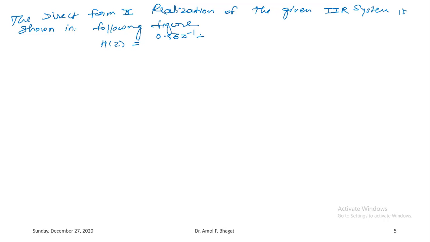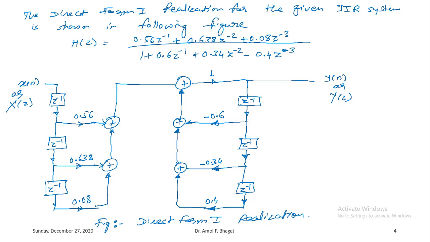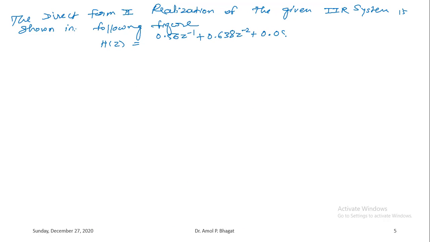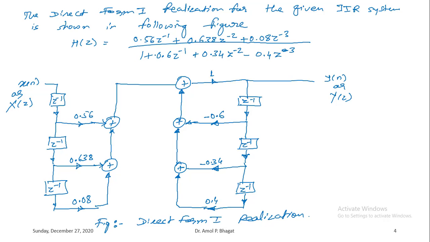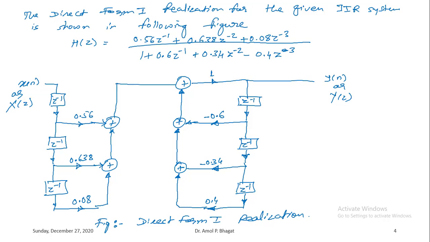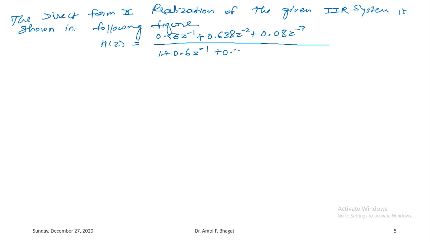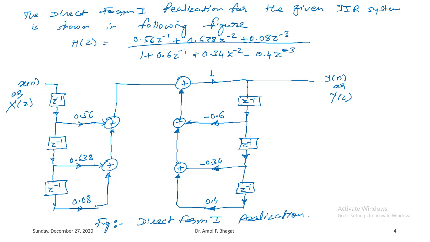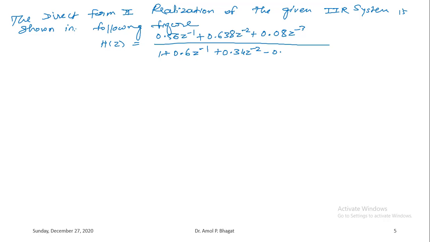Okay, so again I'll rewrite the transfer function here: H of z is equal to 0.56 z to the power minus 1 plus 0.638 z to the power minus 2 plus 0.08 z to the power minus 3, whole upon 1 plus 0.6 z inverse plus 0.34 z to the power minus 2 minus 0.4 z to the power minus 3. So let's try to draw this direct form 2 realization.